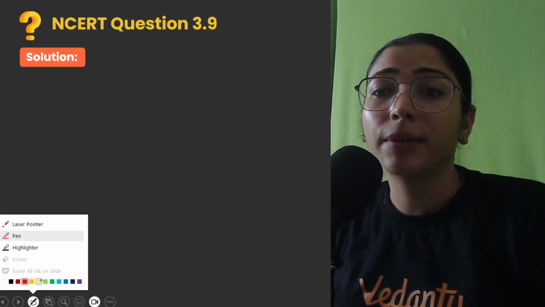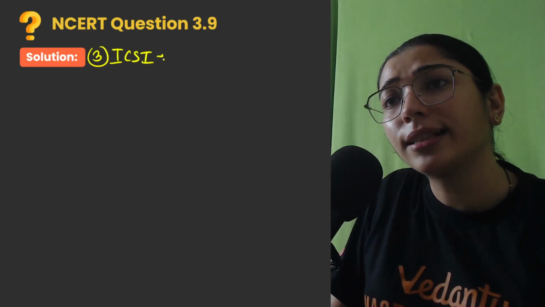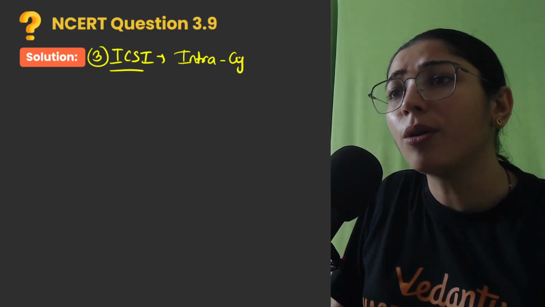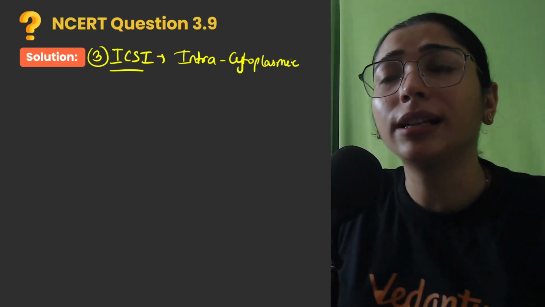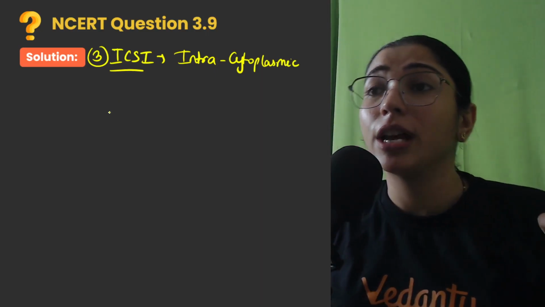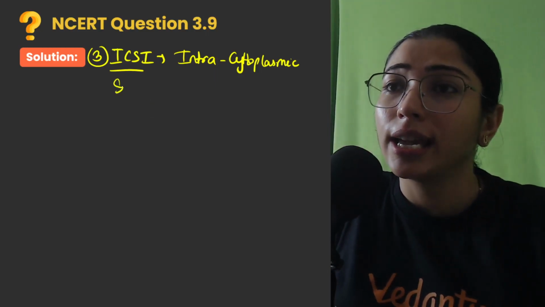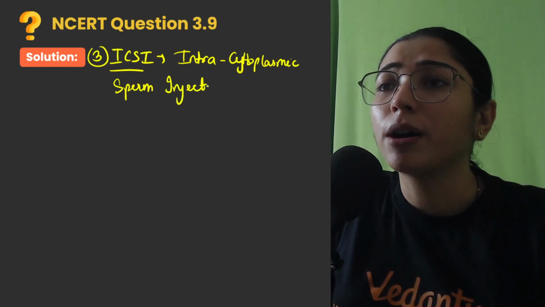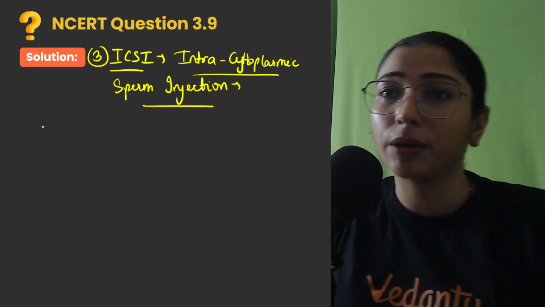थर्ड मेथड पर हम आते हैं जिसका नाम है ICSI, that is intracytoplasmic sperm injection. It is again an in vitro method जिसमें if the male and female cannot actually mate their gametes, if they are unable to conceive, so the embryo is developed under in vitro conditions in which you directly inject the sperm into the cytoplasm of the ovum. So this is intracytoplasmic sperm injection.